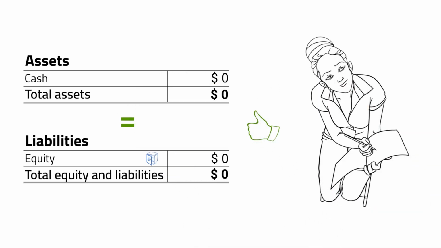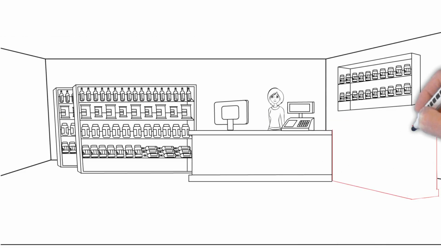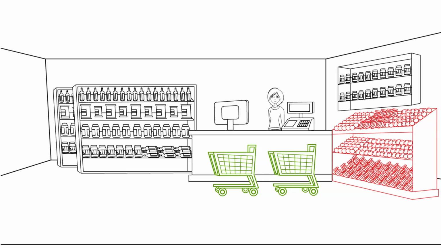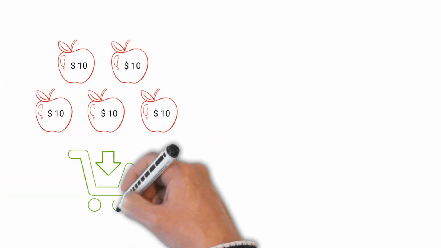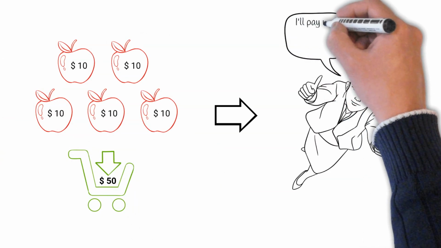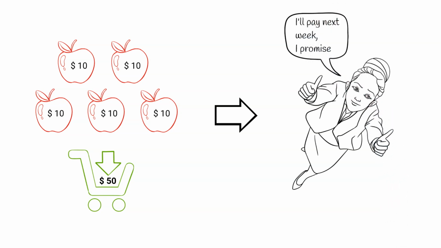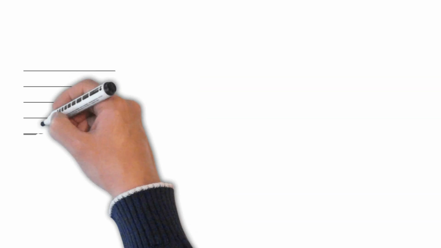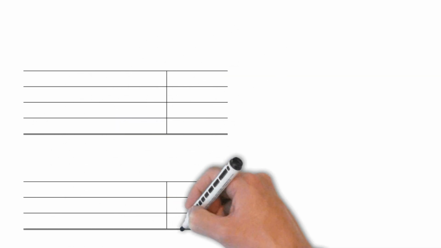The answer is yes, thanks to trust and good relationships. Let's say you still want to continue running your business and buy 5 apples at $10 each, totaling $50. But you don't have the money. Fortunately, based on your history, your supplier trusts you and agrees to sell the apples on credit. So you talk to him and get your inventory.